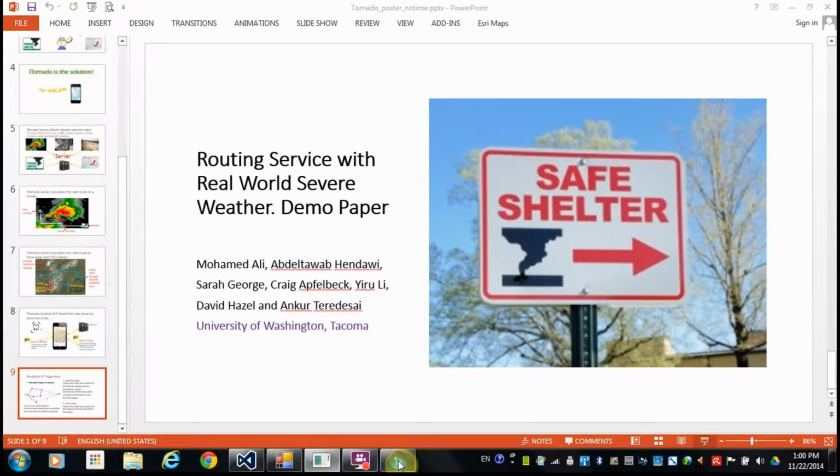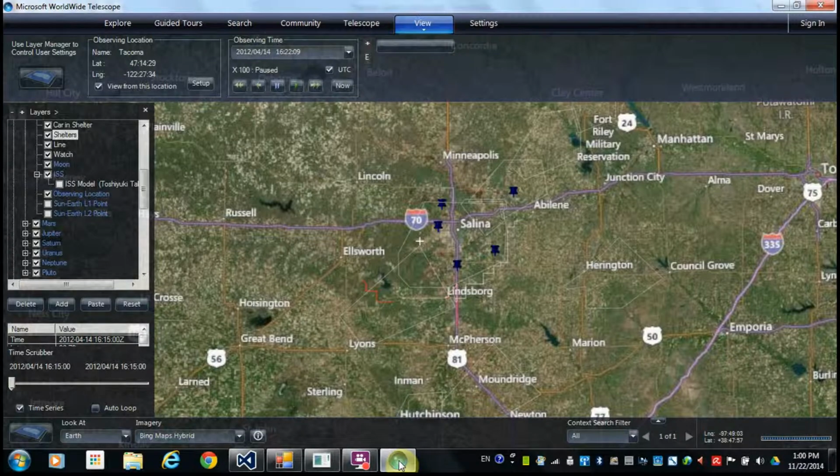Now, for the demo. This is Microsoft's Worldwide Telescope, and for this demo we used historical tornado data from a tornado outbreak back in 2004 that spawned more than 100 tornadoes in an 8-hour period. We will be concentrating on an F4 tornado that traveled in this path over a few hours. These two polygons represent the polygons that the tornado traveled in during this outbreak.